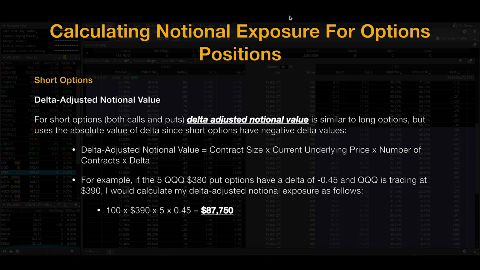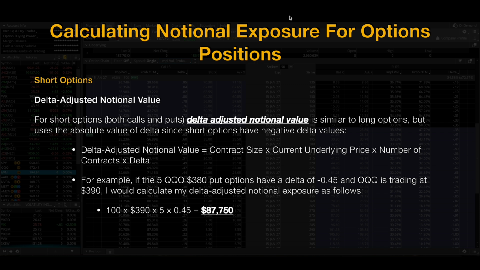Now let's take a look at an example where a trader would use delta adjusted notional value for short options. For short options, again, both calls and puts, delta adjusted notional value is similar to long options. The only difference is it uses absolute values for delta, since short options have negative delta values. So just for review, delta adjusted notional value is equal to contract size times current underlying price times the number of contracts times delta. So for example, if the 5 QQQ 380 put options have a delta of negative 0.45 and QQQ is trading at 390, I would calculate my delta adjusted notional exposure as follows.